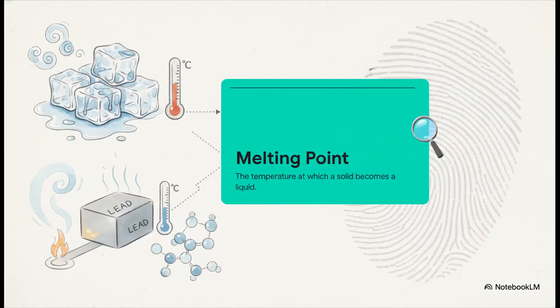Now for what is basically a chemical fingerprint, the melting point. And this isn't just a suggestion, it is a hard and fast rule. At normal pressure, pure water will always start melting at exactly 0 degrees Celsius. Lead, on the other hand, waits until it's a blistering 327.5 degrees. That precise unchanging number is a dead giveaway for what a substance really is.